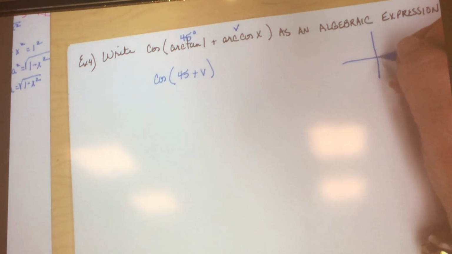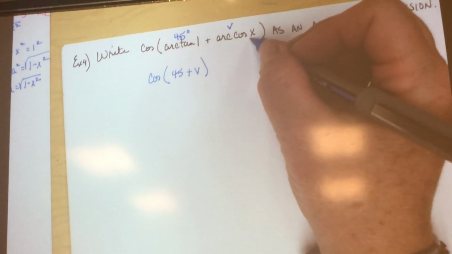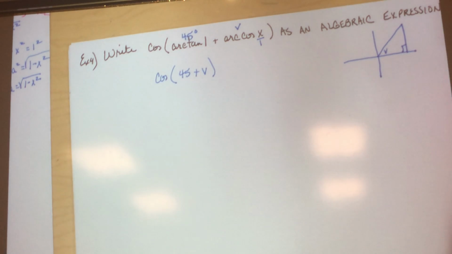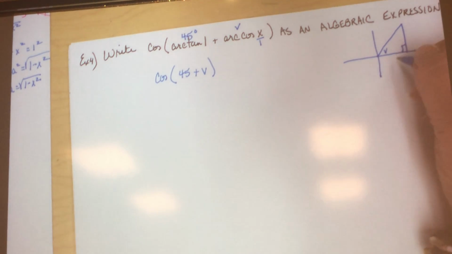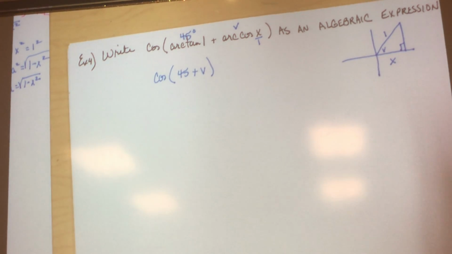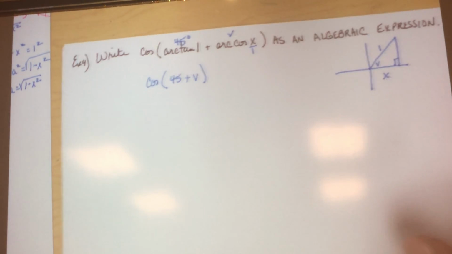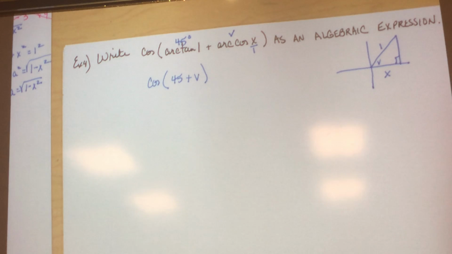So let's do this one. Let's put him up here. He is v. And his cosine is x over 1. So cosine is adjacent over hypotenuse. So this is x and this is 1. Have you had a problem like this before? Yes, you have. It was on a worksheet. Okay, so if you copied it and got the answer from someone else, here you go. It's fixing to bite you again.